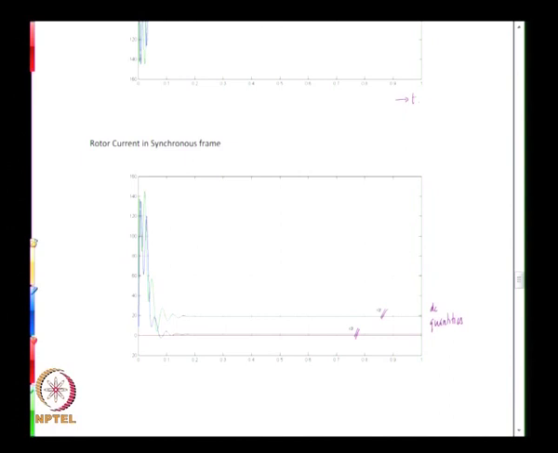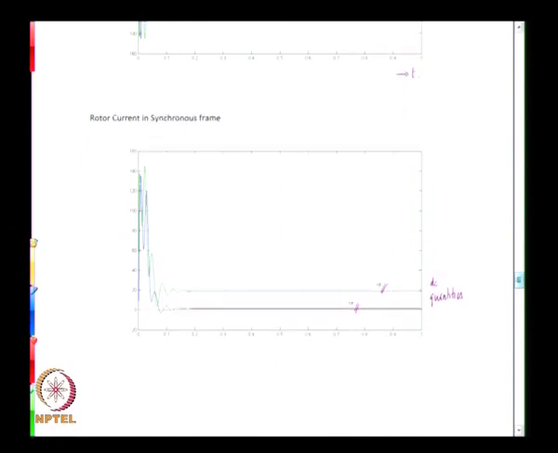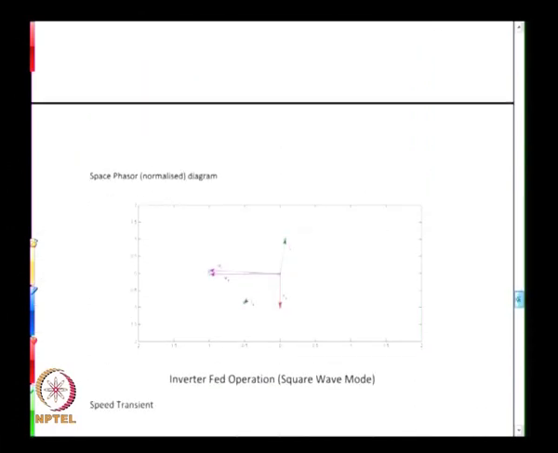The phasor diagram, which is the space phasor diagram, I have drawn normalized with respect to themselves, the stator current normalized with respect to the magnitude of the stator space phasor, and therefore all of them would have an amplitude of 1 maximum.